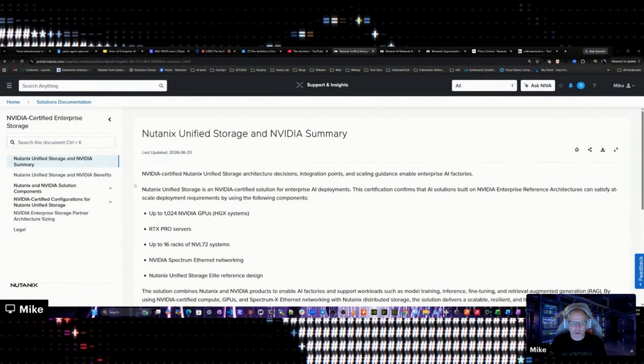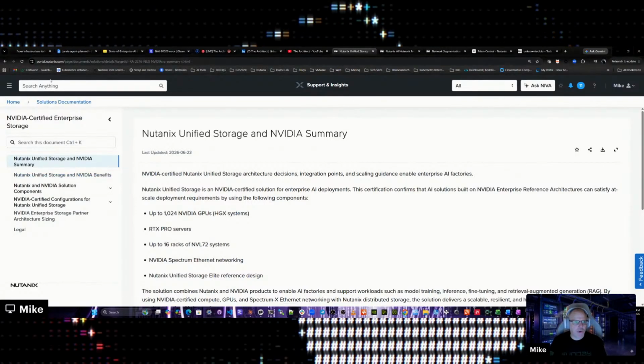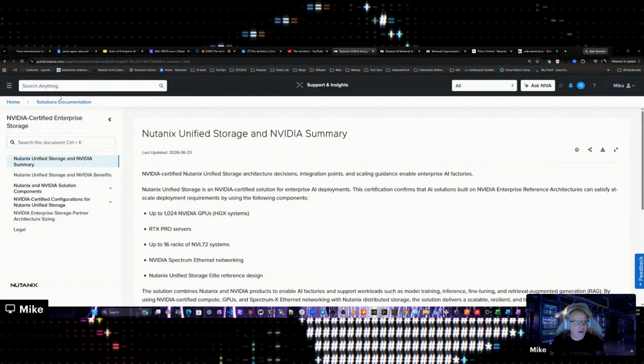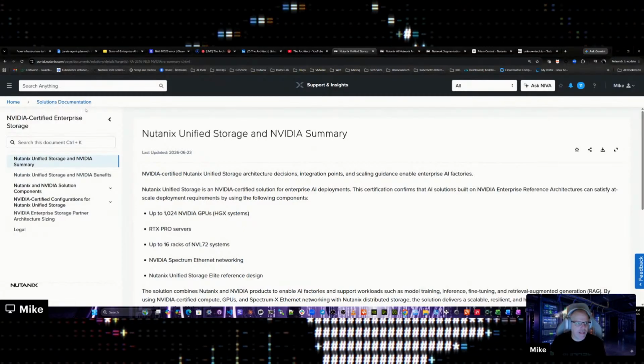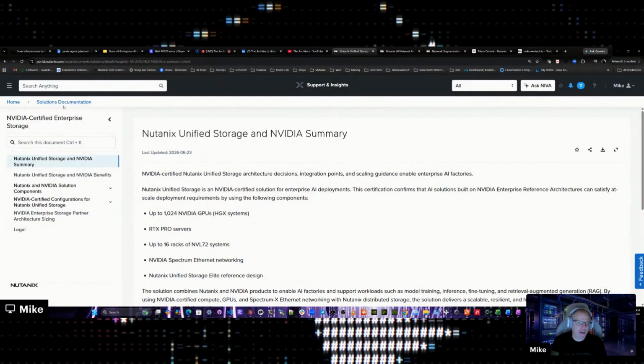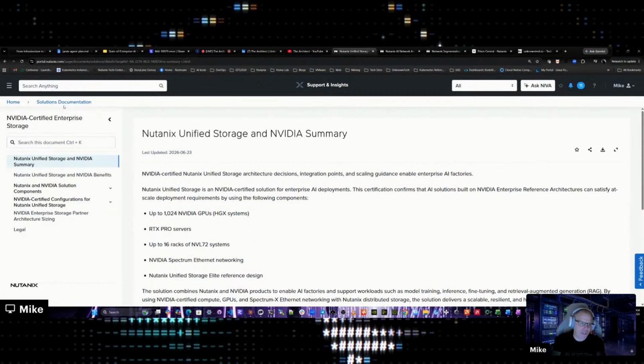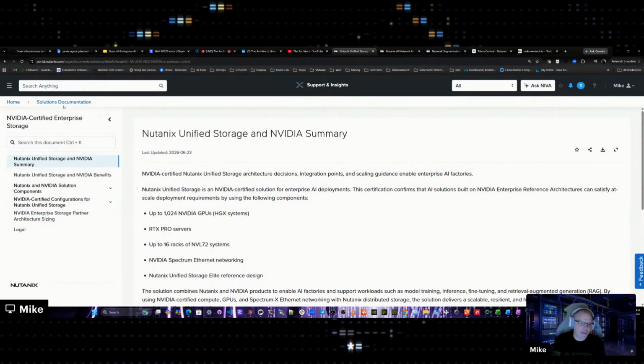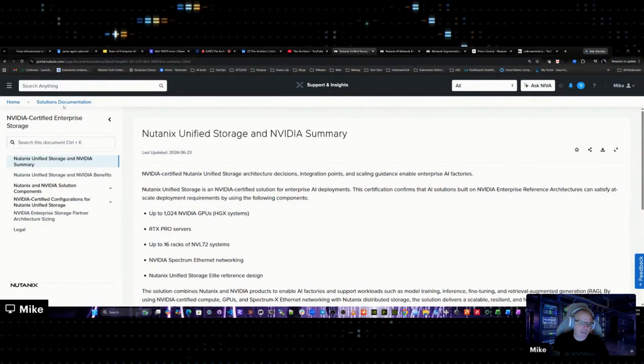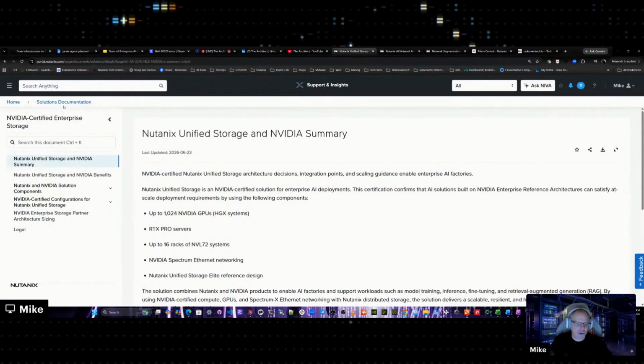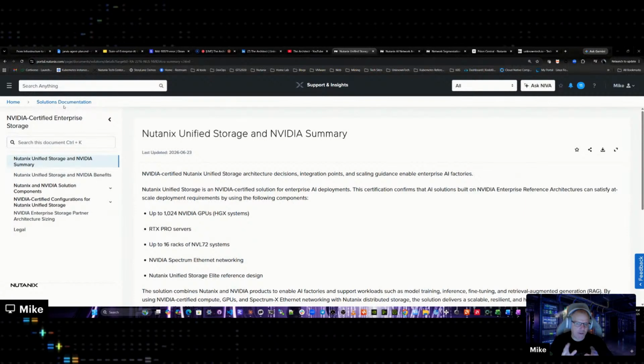What I'm looking at here is portal.nutanix.com. By the way, you don't need a login to get to the solution documentation, but you will need a login to get the downloads, of course. Typically, if you're a Nutanix customer, you will have a subset of users that manage the Nutanix infrastructure and the solutions, who would have access to the portal. And this portal does a lot of other things that I'm not going to get into.